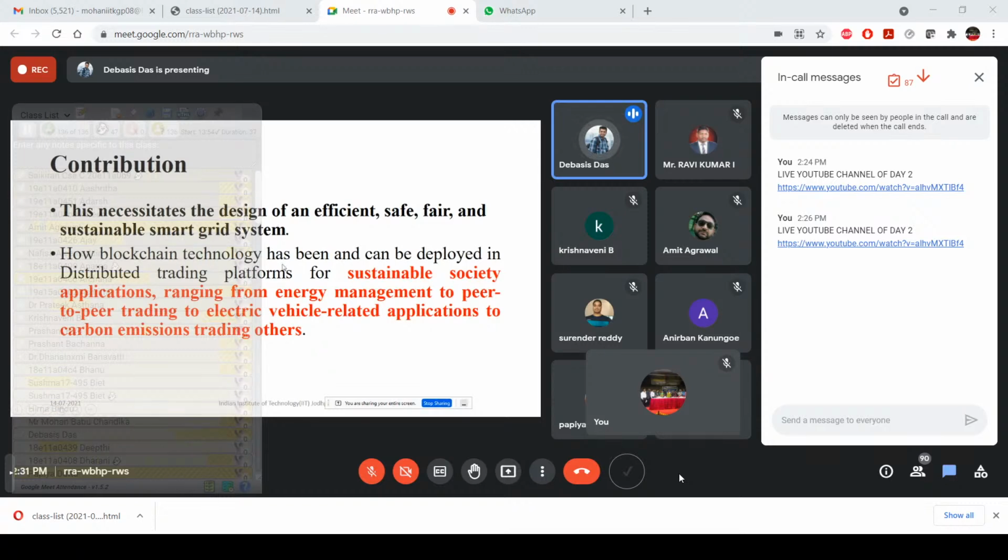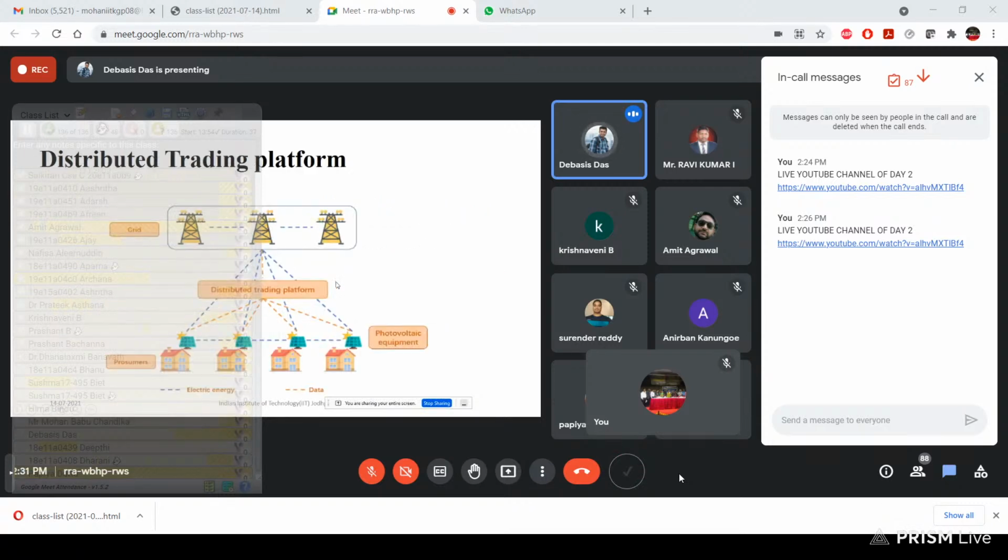So blockchain technology can be deployed in a distributed trading platform for the sustainability of our society, with applications ranging from energy management to peer-to-peer trading, to electric vehicle related applications, as well as carbon emission trading and other things also. Okay, so all these things we have to solve. So this is our architecture.